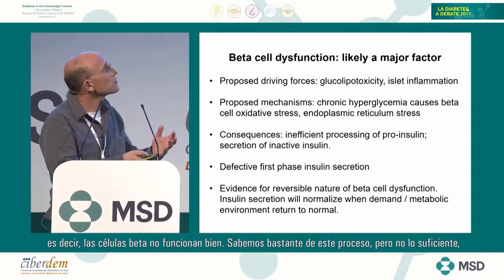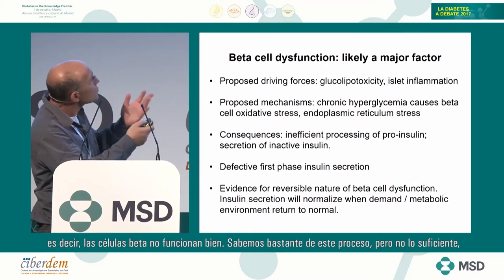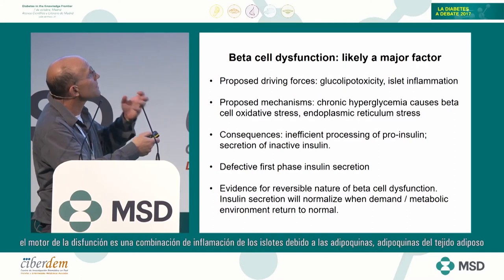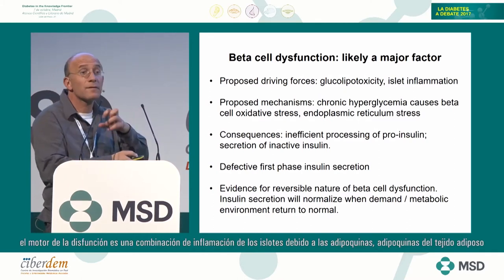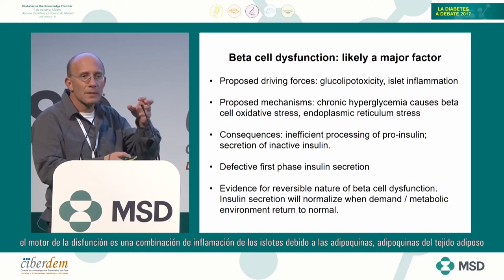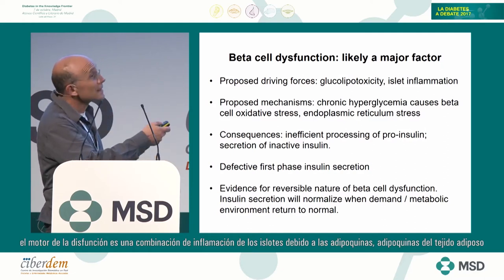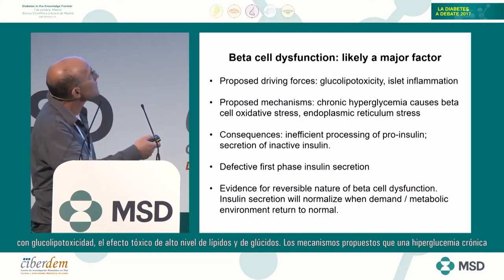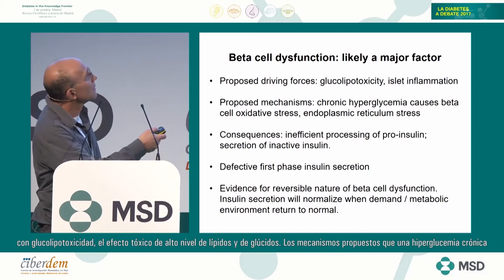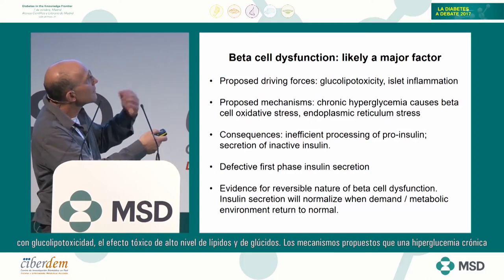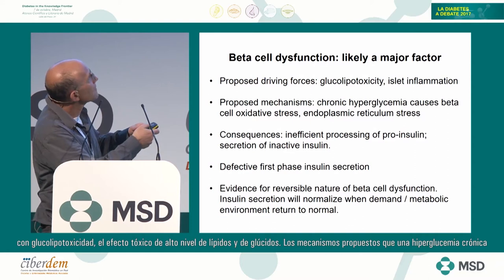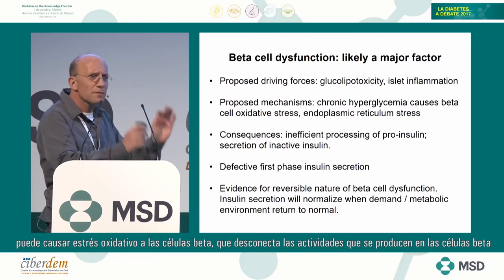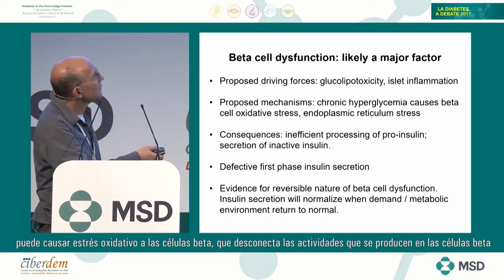Beta cells just don't function well. We know much about this process, but not enough. The driving force for beta cell dysfunction is thought to be a combination of islet inflammation, maybe because of adipokines coming from adipose tissue, plus glucolipotoxicity, the toxic effects of high glucose and high lipids on beta cells. The proposed intracellular mechanisms are that chronic hyperglycemia or lipidemia may cause beta cell oxidative stress or endoplasmic reticulum stress, which then shuts off much of the activities in beta cells.